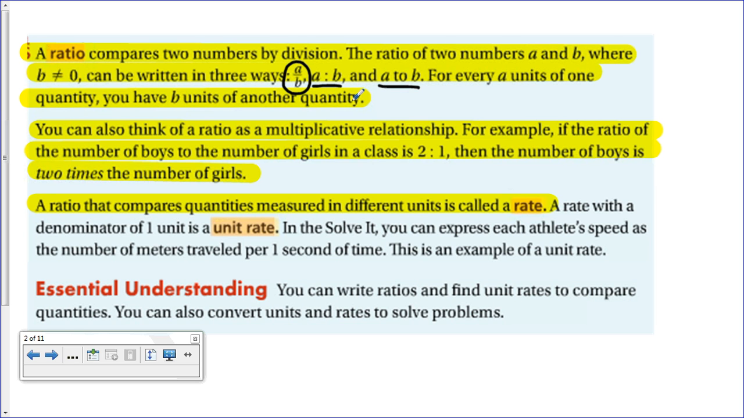You can also sometimes think of a ratio as some kind of multiplicative relationship. For instance, if we talked about the number of boys and the number of girls in a classroom, and the ratio was 2 to 1, that would mean there are 2 times more boys than girls in that class. Another way of saying it: for every 2 boys, there's 1 girl, or for every 1 girl, there's 2 boys. So if there were 10 girls, there would be twice as many boys. That would be 20.